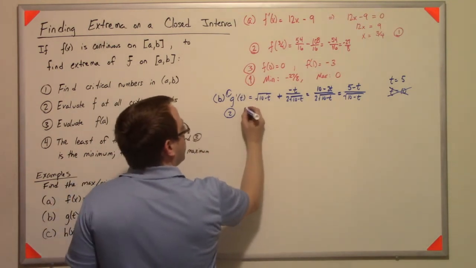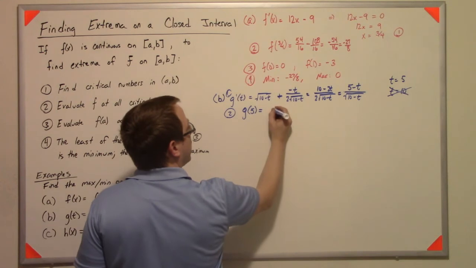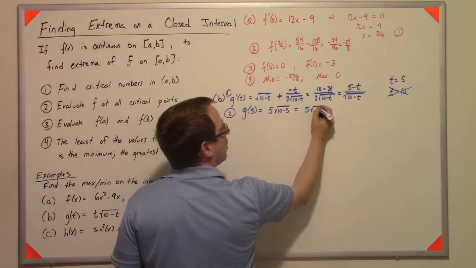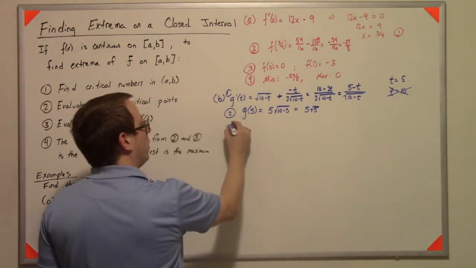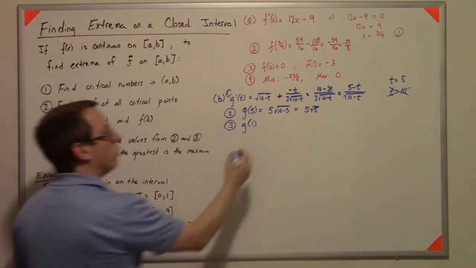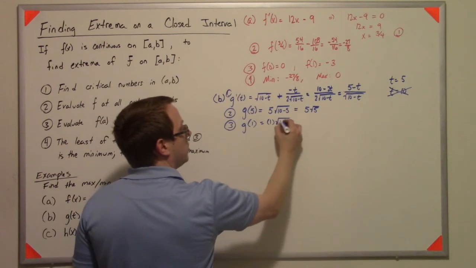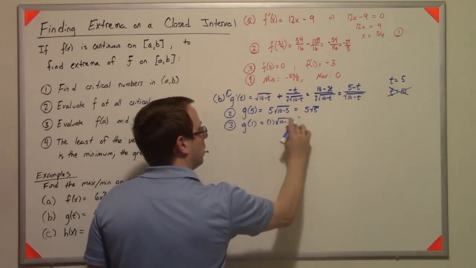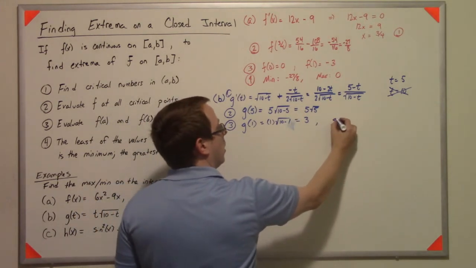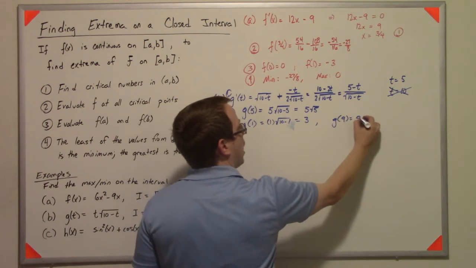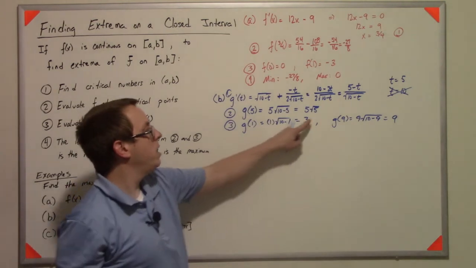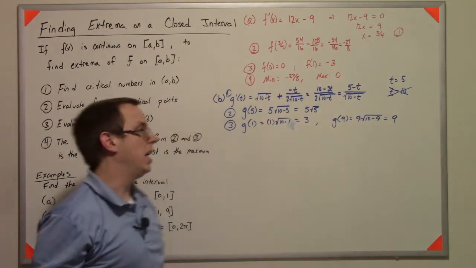Step 2 is we evaluate g at 5. Well, that's 5 times the square root of 10 minus 5, so that's 5 square root of 5. Then we get g of 1 for this part of the interval, which is 1 times the square root of 10 minus 1. Well, that's the square root of 9, so this is 3. And g of 9 is 9 times the square root of 10 minus 9, which is 9. So I have 3, 5 square root of 5, and 9.